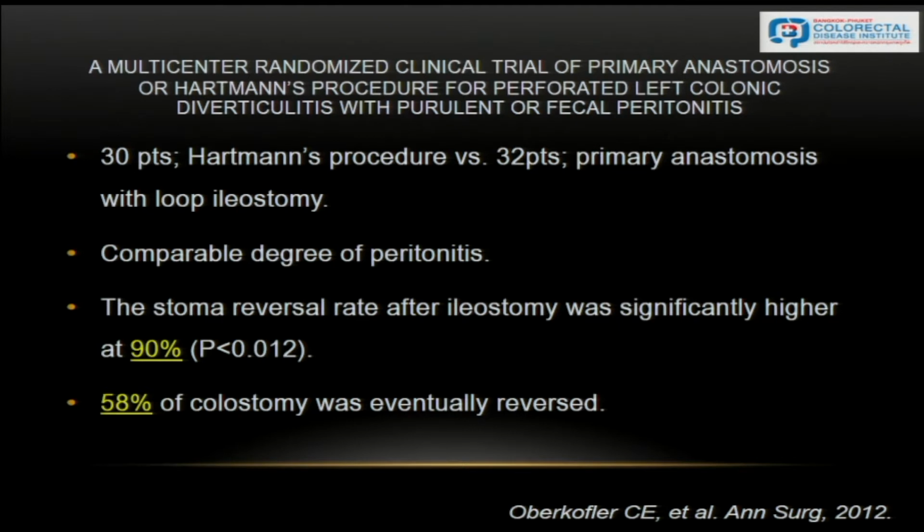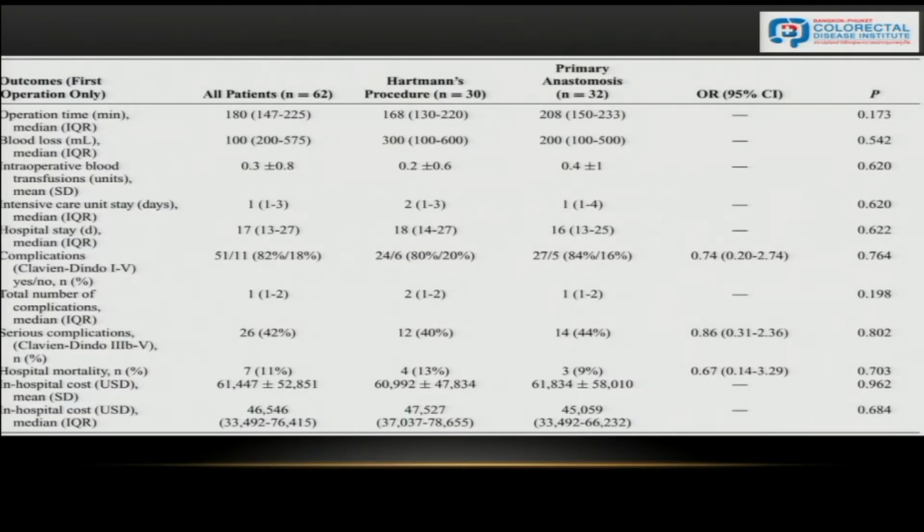Interestingly, 90% of the patients with ileostomy, of course, were reversed, and 60% of the colostomies for the Hartmann procedure were reversed. This is the number for the first surgery, the Hartmann procedure and the primary anastomosis with loop ileostomy. So you could see that for the first surgery, the ruptured and emergency surgery, the numbers for these two groups are not quite different. They're all the same.